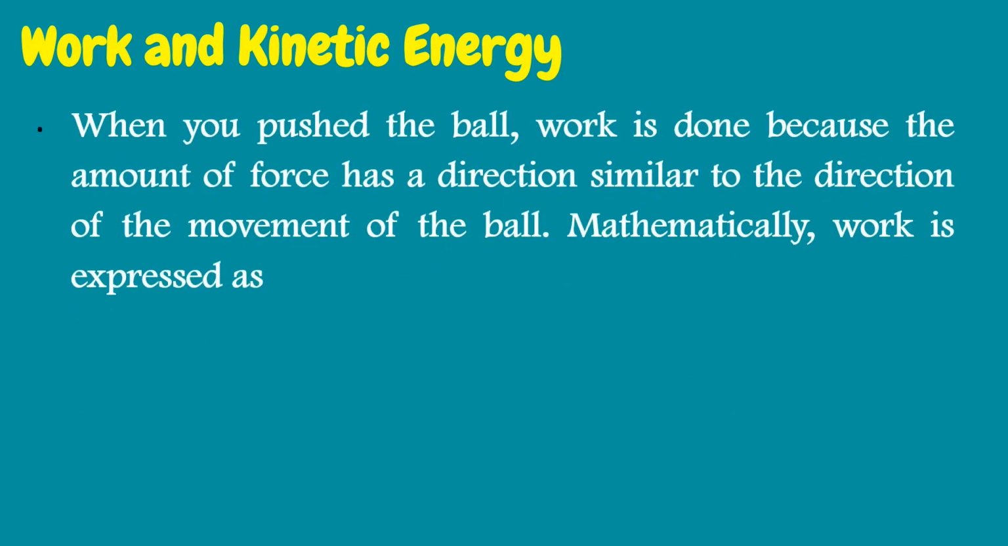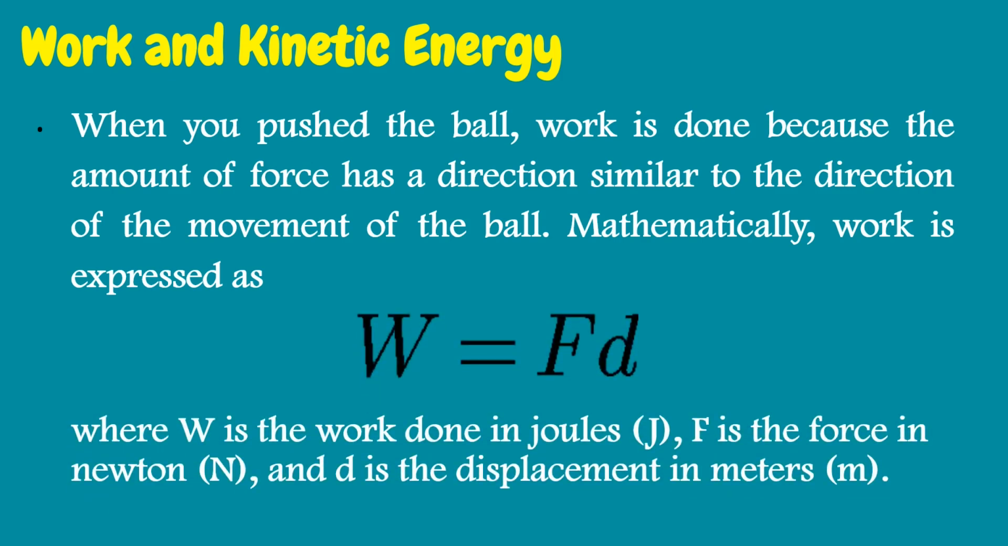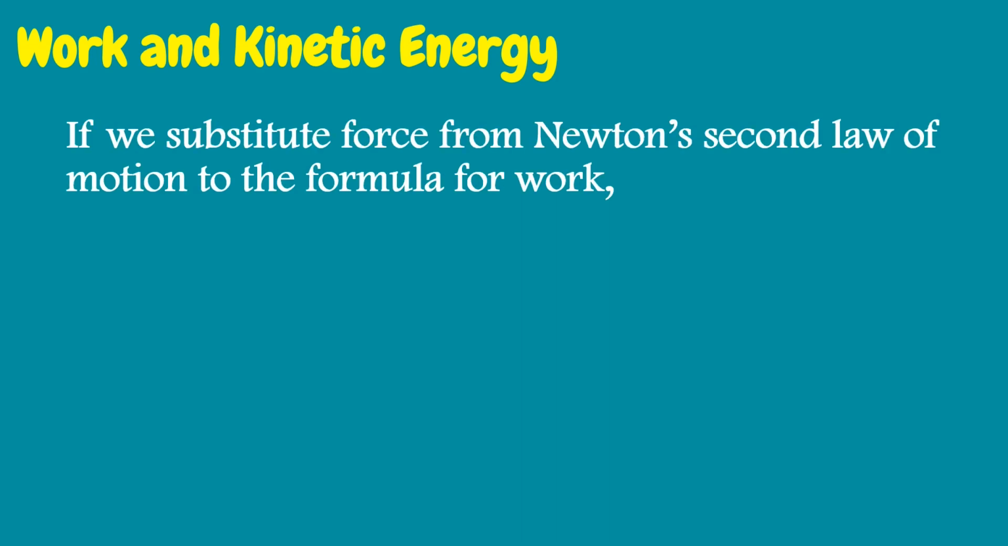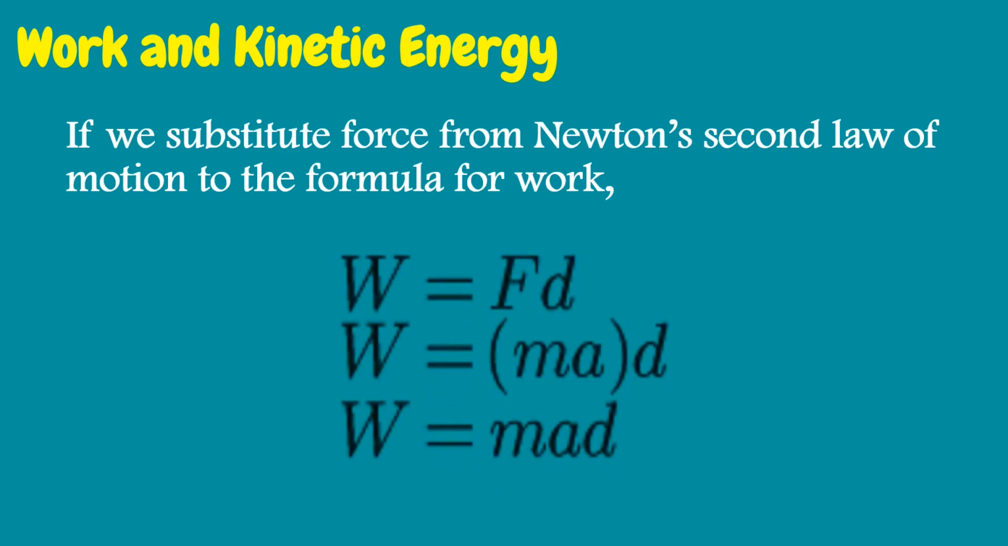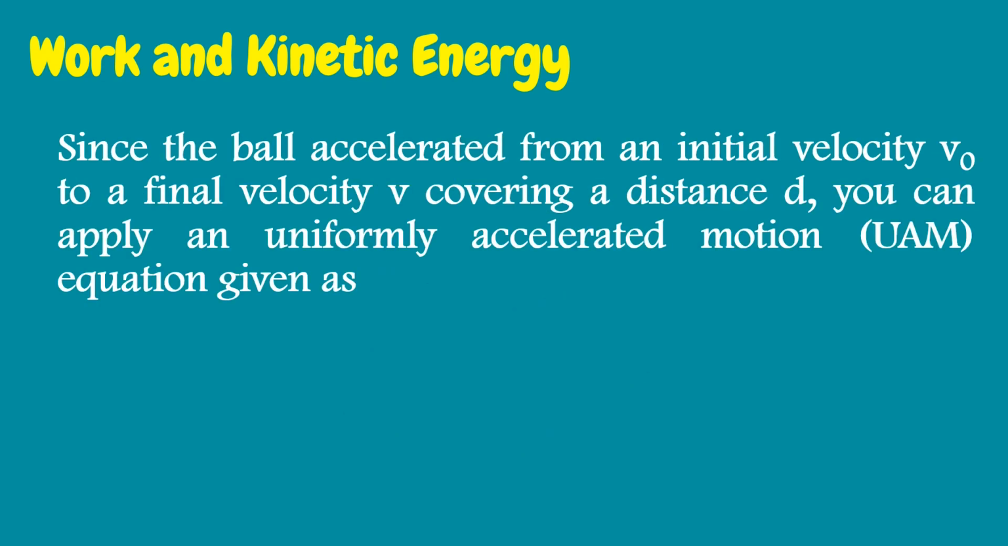When you push the ball, work is done because the amount of force has a direction similar to the direction of the movement of the ball. Mathematically, work is expressed as W = Fd, where W is the work done in joules, F is the force in Newtons, and d is the displacement in meters. If we substitute force from Newton's second law of motion into the formula for work, work is equal to mass times acceleration times displacement.